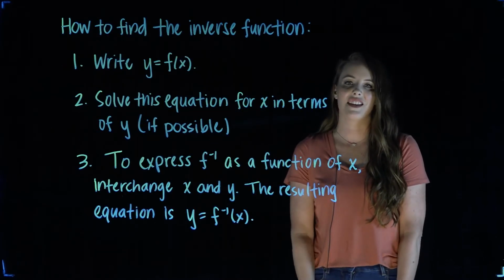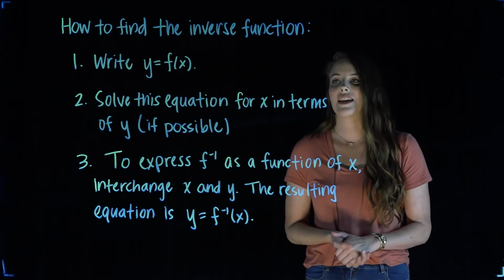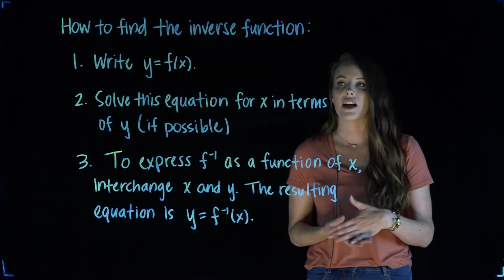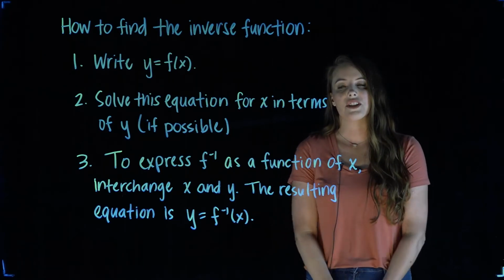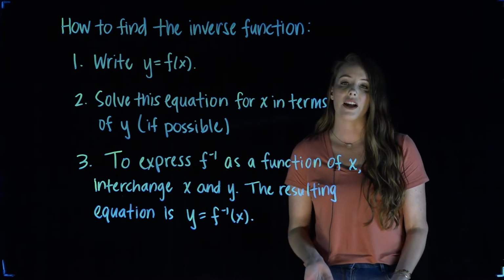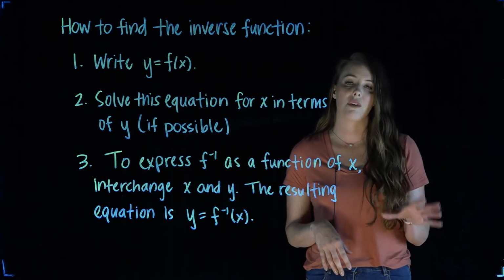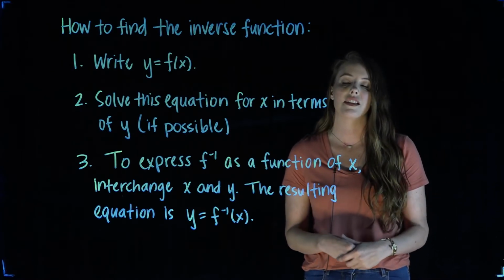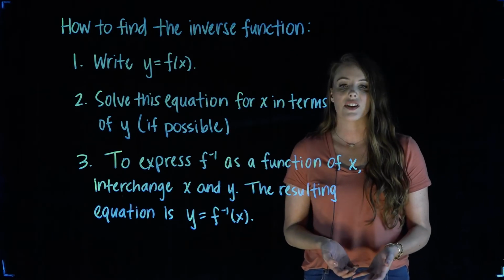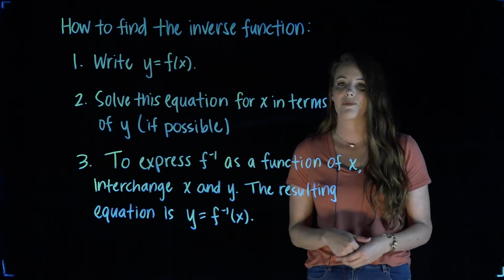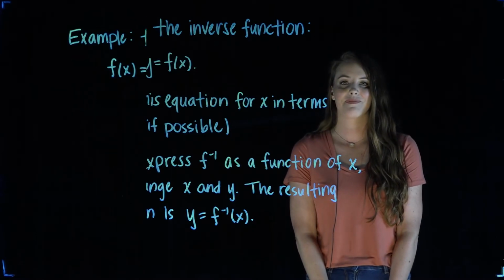Here's how to find the inverse function. First, write y equals f of x. This just means that if your function is given as f of x, use the notation y instead. Next, you'll want to solve this equation algebraically for x in terms of y. This means that you'll want x by itself on the left-hand side, and on the right-hand side an expression containing only y's. Finally, to express f inverse as a function of x, interchange x and y. The resulting equation is the inverse, f inverse of x.